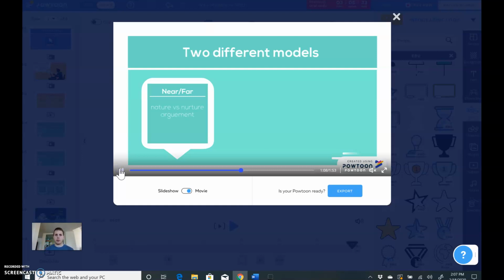Now, there are two different models for this. There's the near and far, which is based upon a nature versus nurture argument, which comes down to the principle of, are you learning because you understand it and it's a near subject, such as tying a shoe and then tying a bow on a present. It's both tying, it's a similar process. That would be a near transfer.